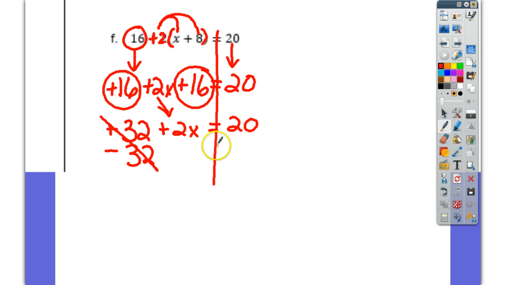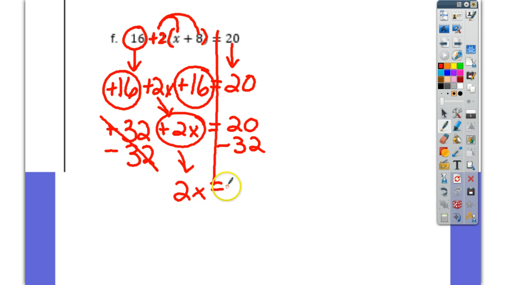That cancels out. Minus 32 to this side. All right, bring down my positive 2x. We still have that left here. Equals, what is 20 minus 32? Well, there we have a fight. Who wins? The negative by how many? By 12. So now we have 2x equals a negative 12.